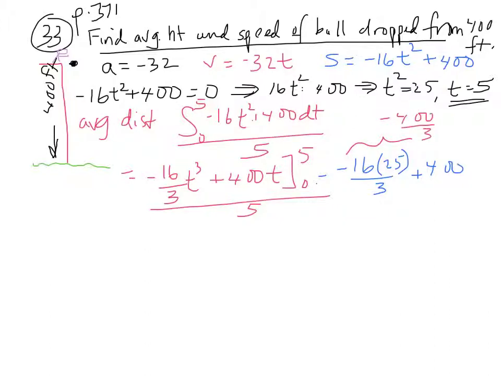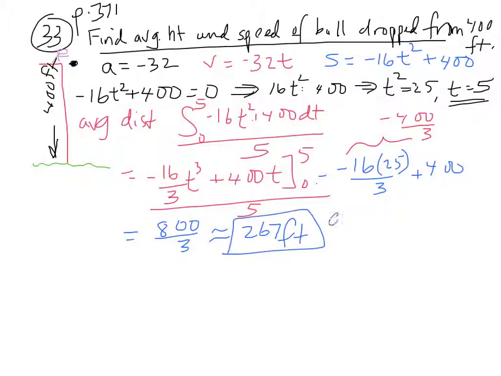So my average speed, or my average distance, excuse me, is minus 400 thirds plus 400. Well, 400 is 1200 thirds, so I get 800 thirds, and that is about 267 feet. So that's half of our answer. This is the average distance.